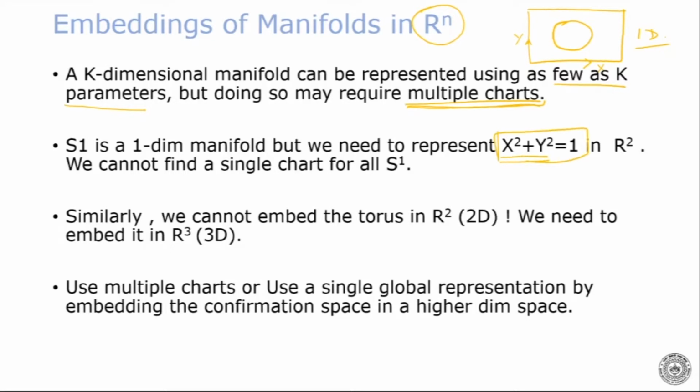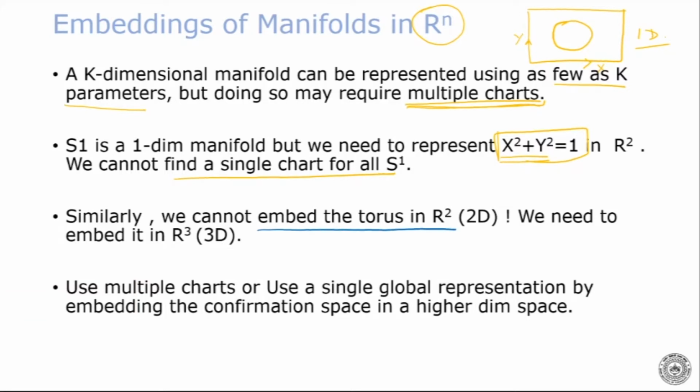So although a circle is a one-dimensional manifold as far as topology is considered, to represent it, you need two parameters, that is x and y. Okay, we cannot find a single chart for all of S raised to 1. Similarly, we cannot embed the torus. Another example was the torus. Very good example is this torus. Okay, so we cannot embed the torus in R2.